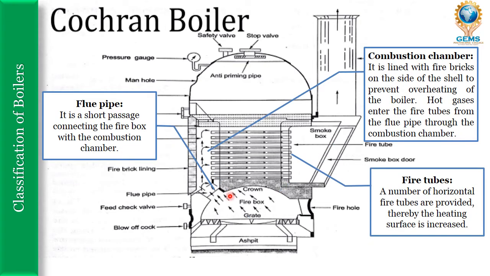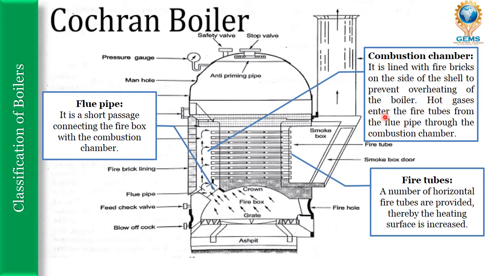Next, this is the flue pipe. It is a short passage connecting the firebox with the combustion chamber. This is the combustion chamber and this is the firebox. The flue pipe is the shortest passage which connects the firebox to the combustion chamber. The combustion chamber is lined with fire bricks on the side of the shell to prevent overheating of the boiler. These are the fire brick lining.